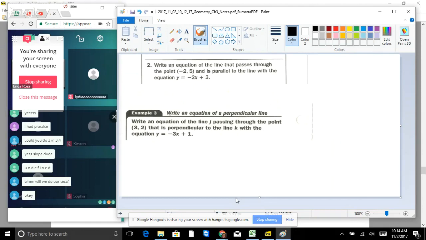Okay. All right. So who knows what this famous equation that we use all the time is that defines a line? Anybody know what that is off the top of their head? It has to do with the slope. You use the slope and you use the y-intercept.